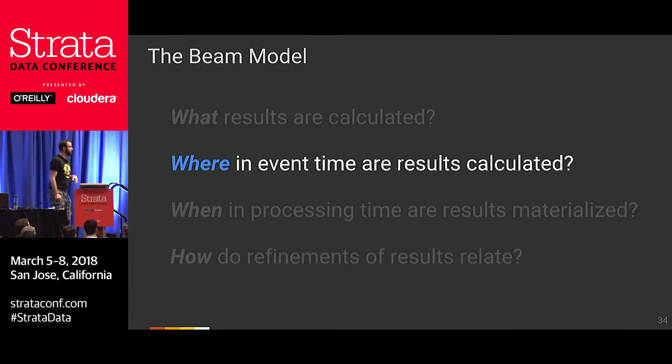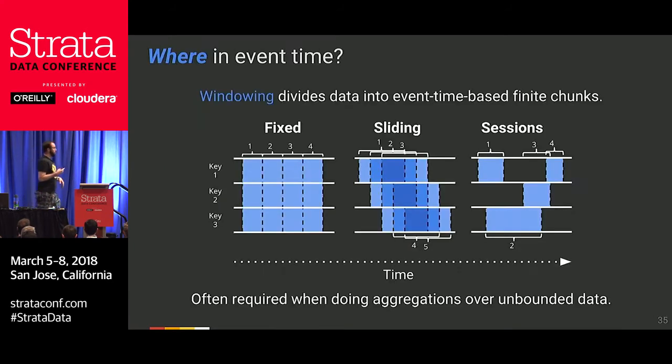So, where in event time are results calculated? Windowing is the thing that divides data into finite time-based chunks. It allows you to group together events temporally in a way that allows you to reason about things that happened in some similar context. There's a bunch of different ways you can do windowing. I have 3 common ones here. Fixed windowing basically statically chops up time across the whole data set at regular intervals. Sliding windows are very similar, but they slide less than the width of the window so that there's overlap.